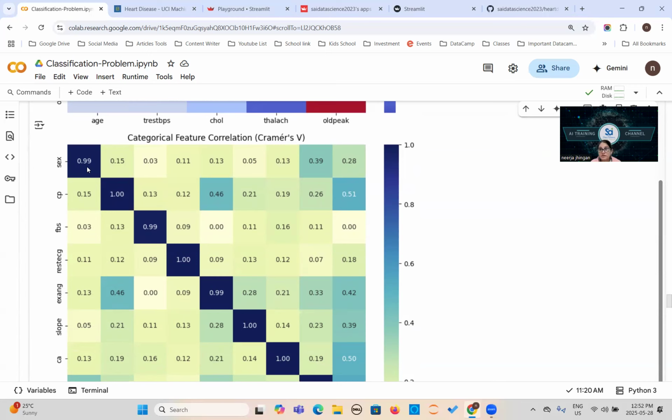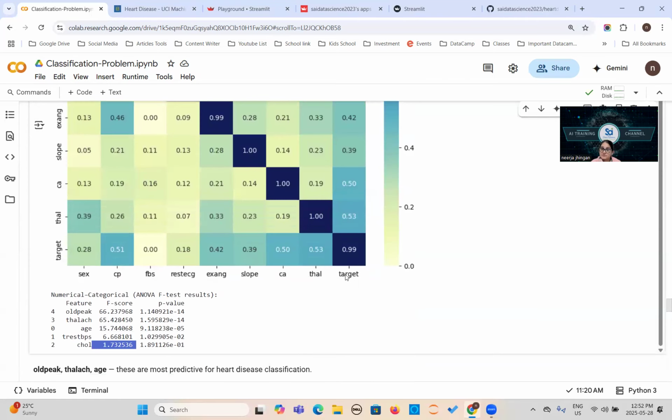Target is also a categorical feature, right? This is also a categorical feature, gender. Okay, and if you look at the CP, this is 51% highly associated with the target. And then with 50%, CA, thal, and this one, and also this one, exang. Okay, this is less. Fasting blood sugar is showing 0, a very weak correlation, association with your features.